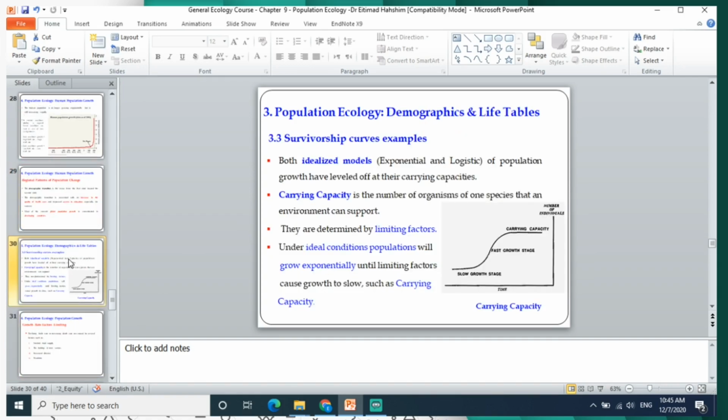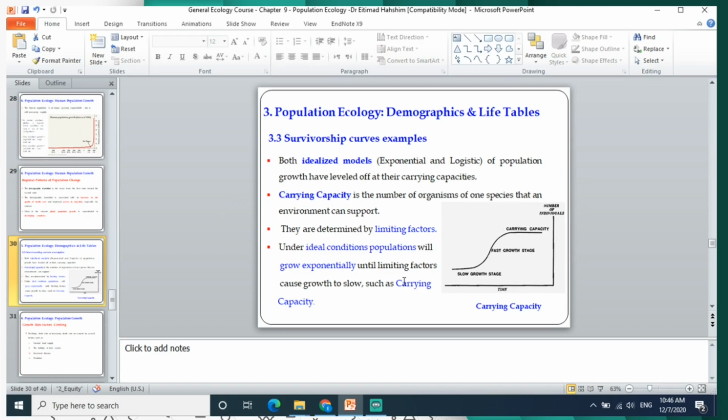So both idealized models of population growth, exponential and logistic, level off at their carrying capacity. When they reach their carrying capacity, they level off. So we call it carrying capacity. Carrying capacity is the number of organisms of any species that an environment can support. The environment can support it, but it is resources. So resources are the limiting factors until the population reaches the carrying capacity for the environment, and that is determined by the limiting factors.